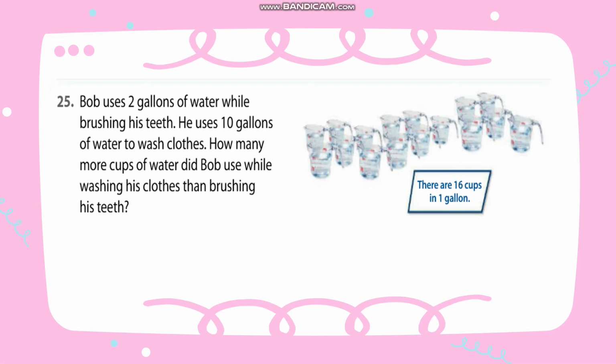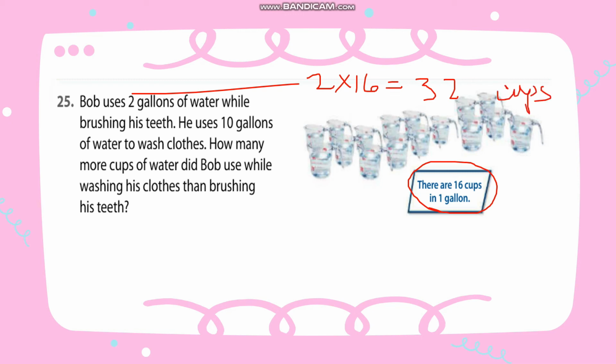So always remember that in 1 gallon there are 16 cups. So the 2 gallons means 2 multiplied by 16. So there are 32 cups of water. And the 10 gallons, so 10 multiplied by 16, so there are 160 cups of water. So if you are finding how many more cups of water Bob used while washing his clothes than brushing his teeth, you just simply subtract 160 minus 32.